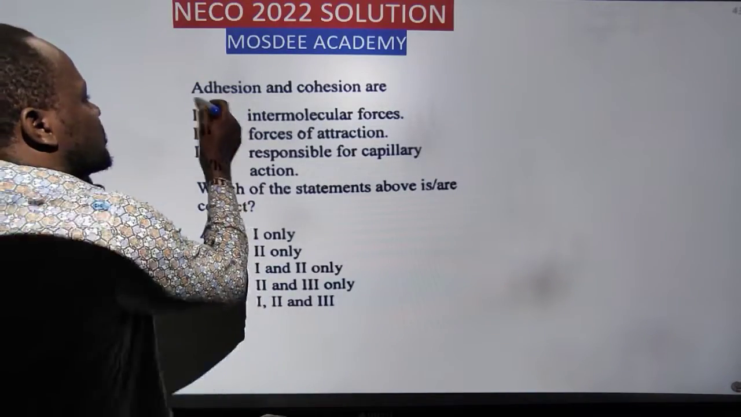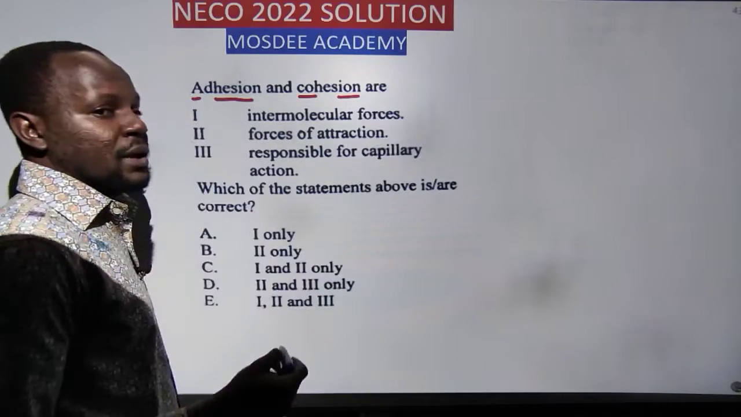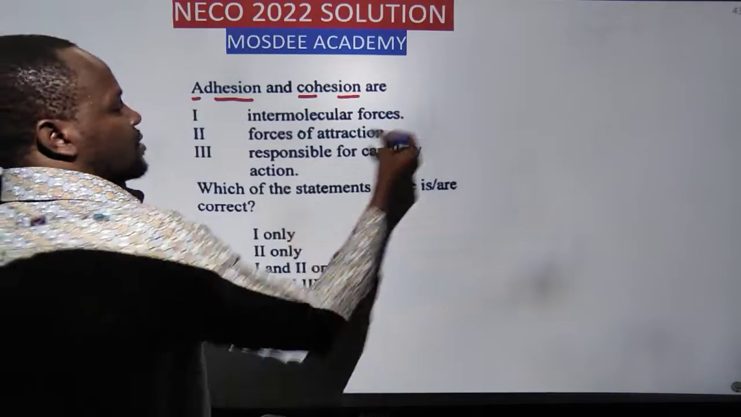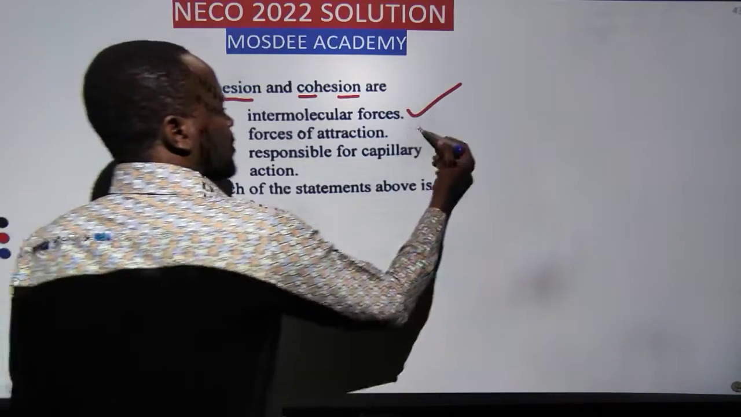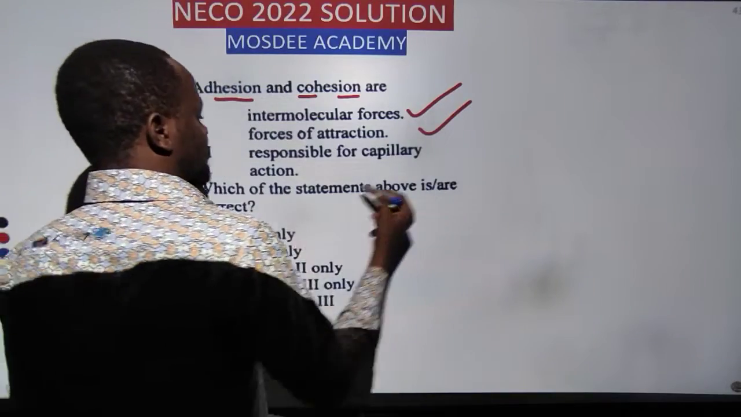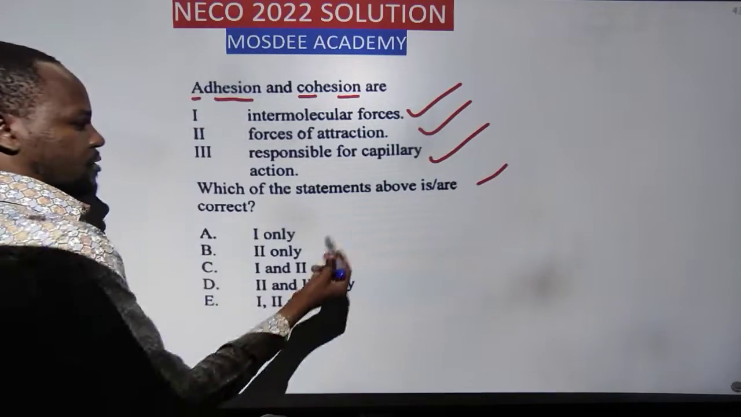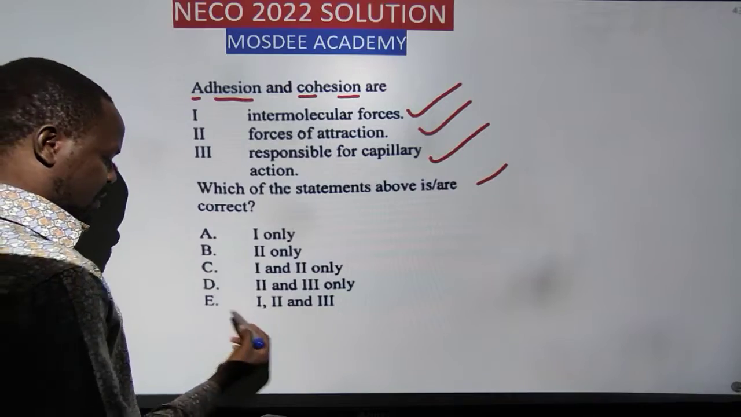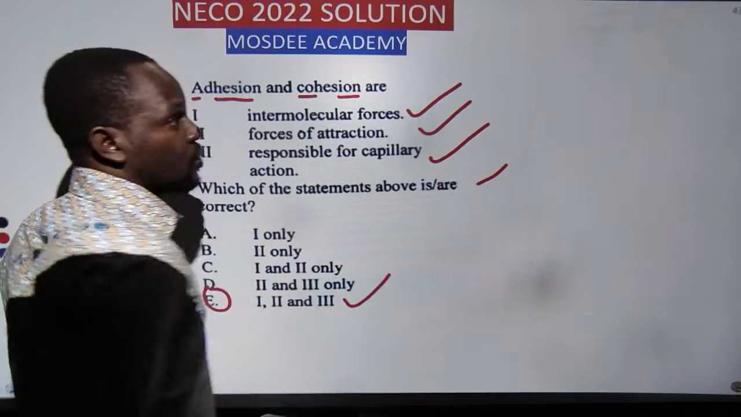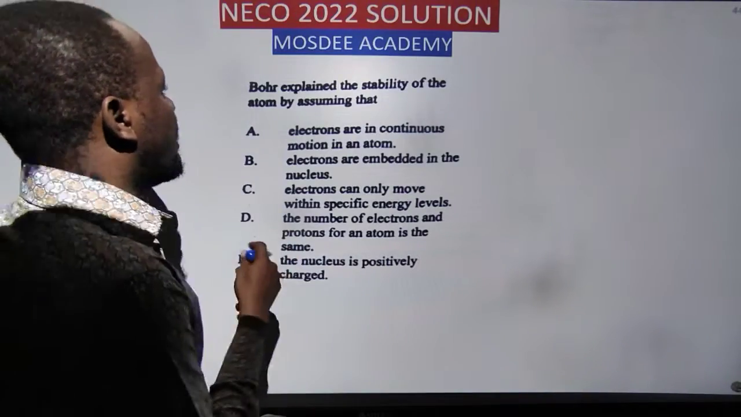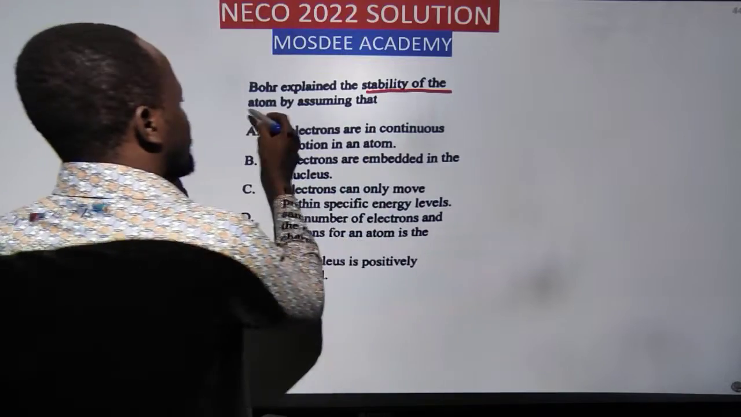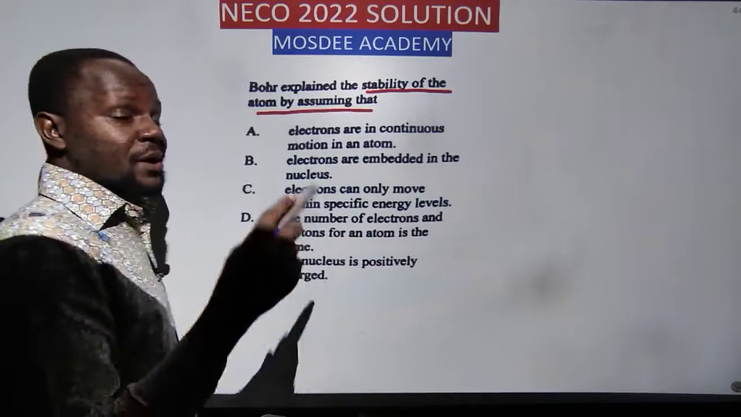Adhesion and cohesion are under the topic of mechanical property of matter. Their intermolecular force is correct. Their force of attraction, yes. They are responsible for capillary action is correct. Which of the following statements above is correct? All three are correct. And that is that. Next question, question 44. Bohr explained the stability of atom by assuming, watch my concept video.